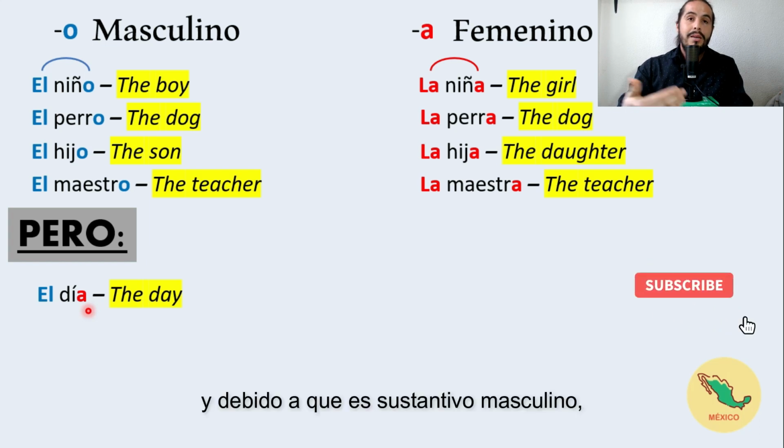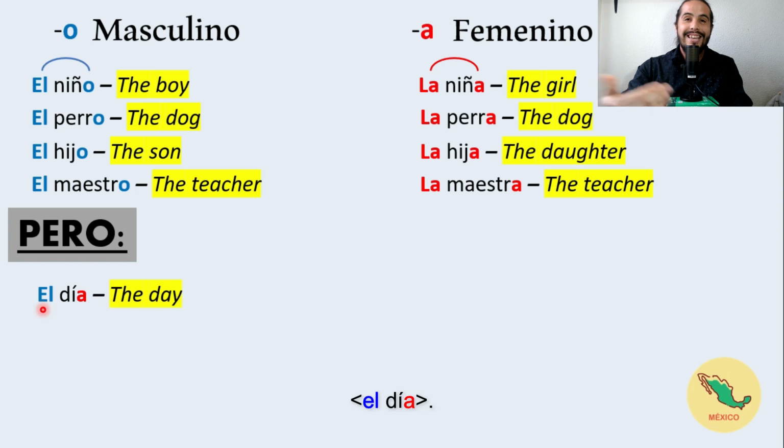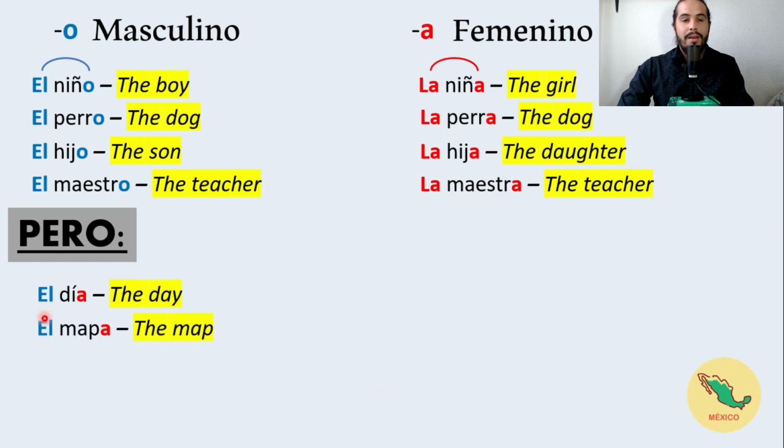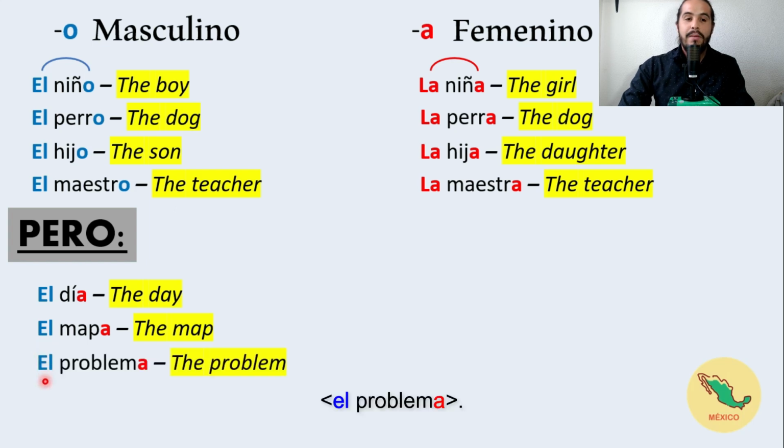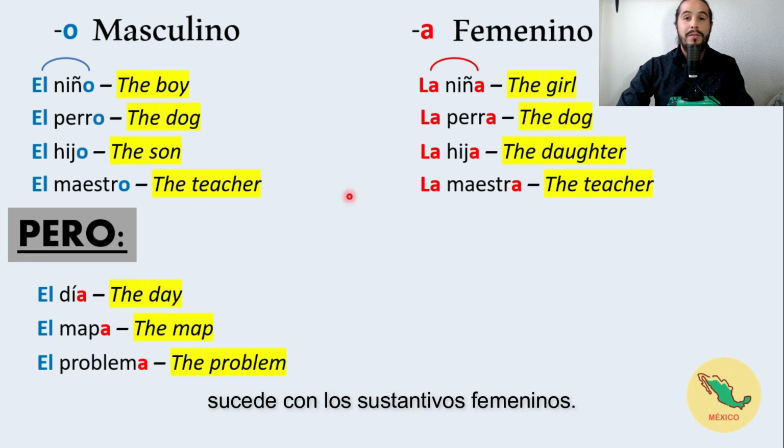And because it is a masculine noun, you use the masculine definite article. El día. El mapa. El problema. The same situation happens with feminine nouns.